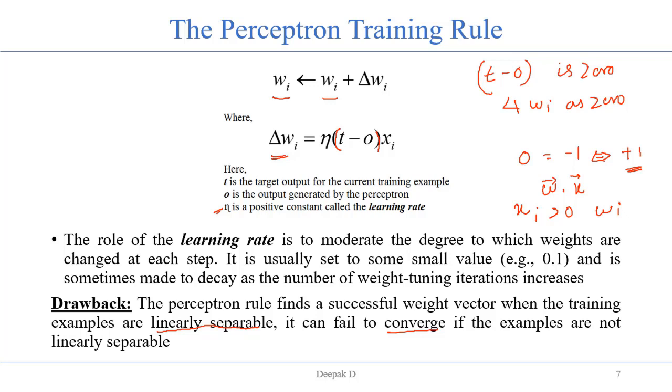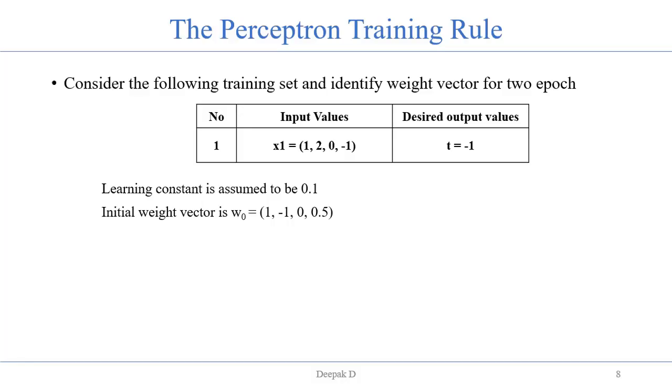So let's consider an example of how this weight update rule, that is the perceptron training rule, will work. Let's consider a simple problem here. Consider the following training set and identify the weight vector for 2 epochs, that is 2 iterations. So we have one instance, x1, which has 4 features. The values are 1, 2, 0 and -1, and the desired output is -1.